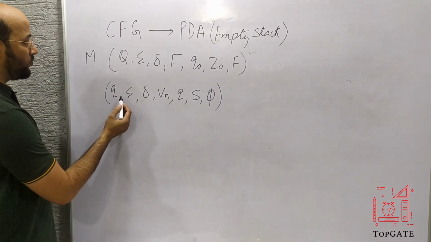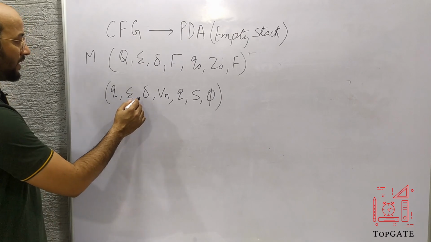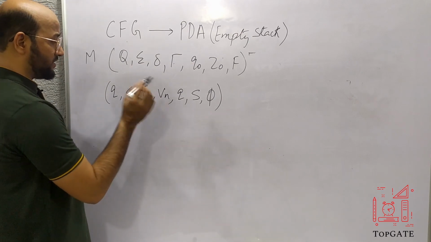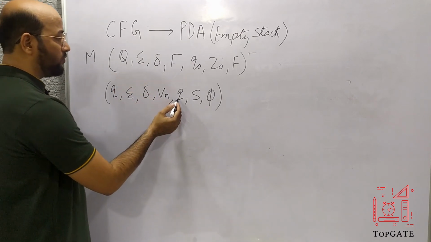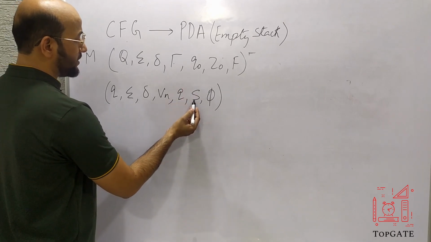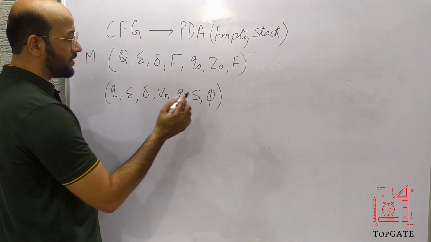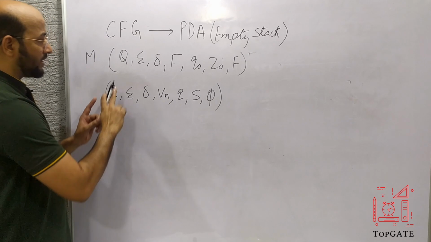Okay, so these 7 tuples we will take in this category. So we have Q, we have sigma, we have delta, we have Vn as the pushdown alphabet, we have Q, that is the initial state, we have S as the start symbol that will be there in the stack, and we don't have any final state. So we'll consider this one.